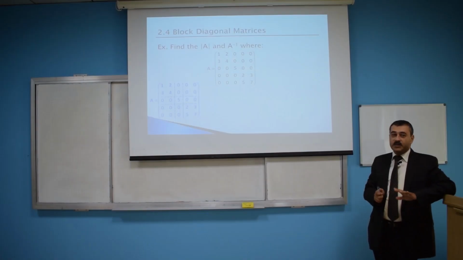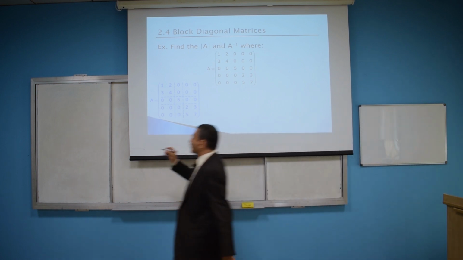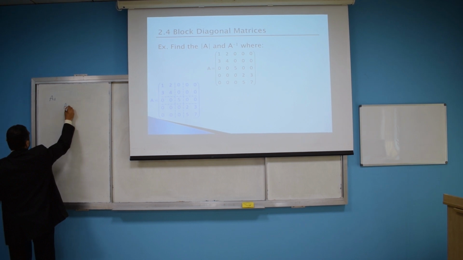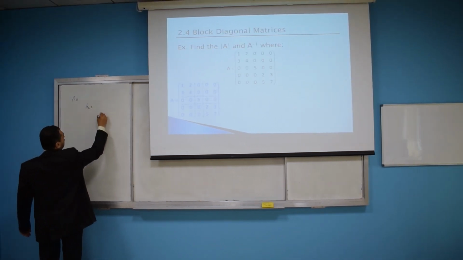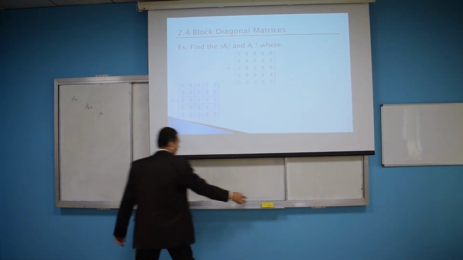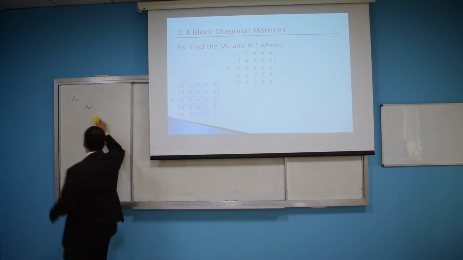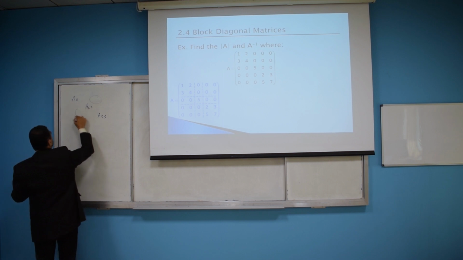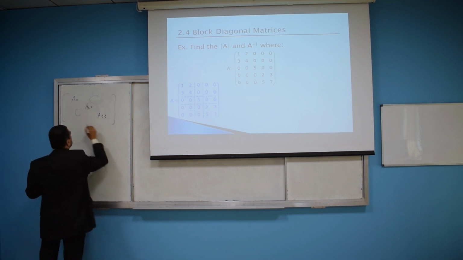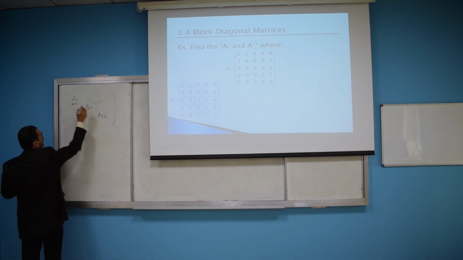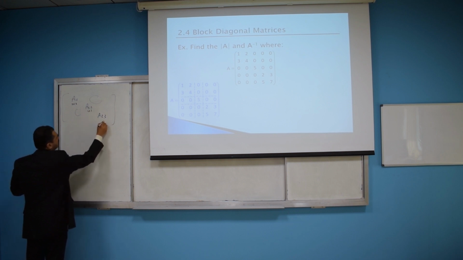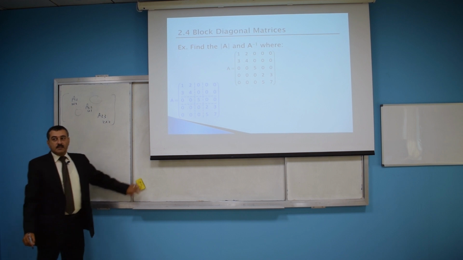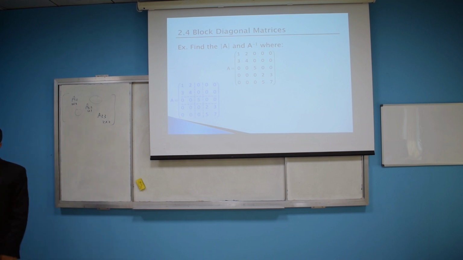So according to this partitioning, I can write it this way. I have A11, A22, A33, and you have zeros elsewhere. This guy is 2 by 2. This guy is 1 by 1. This guy is 2 by 2. Right? So this is a block diagonal.